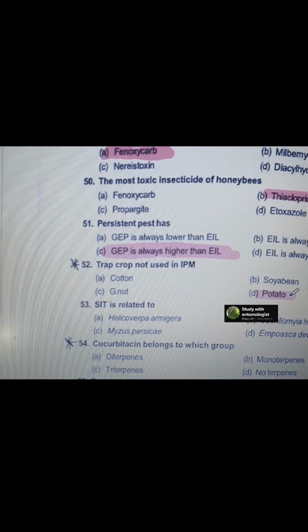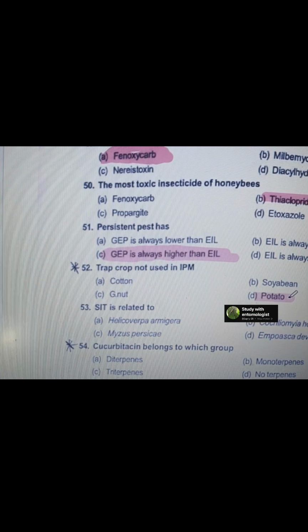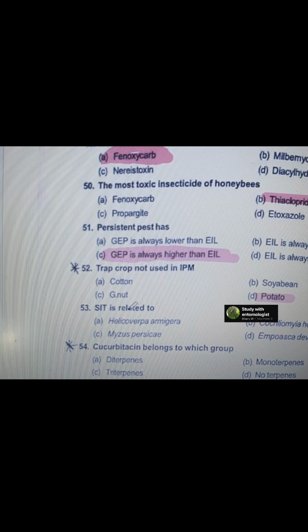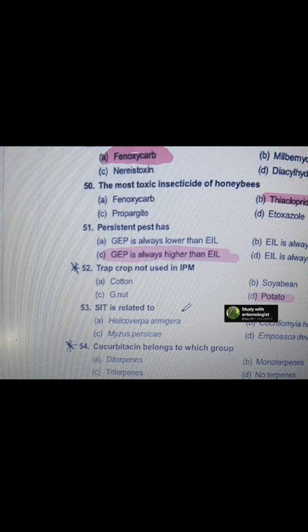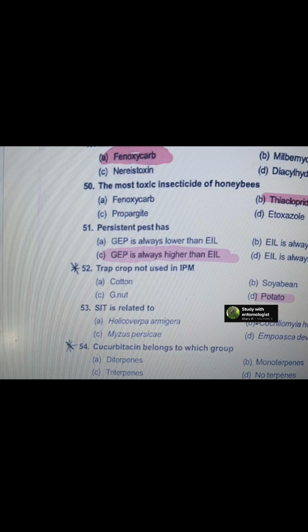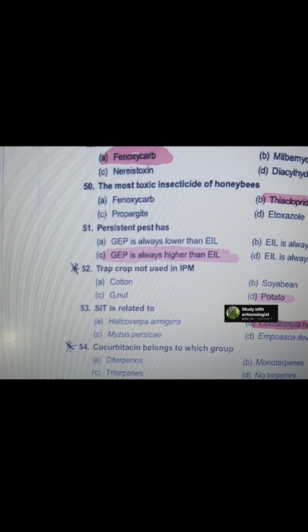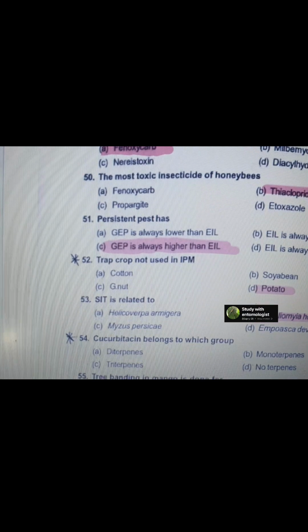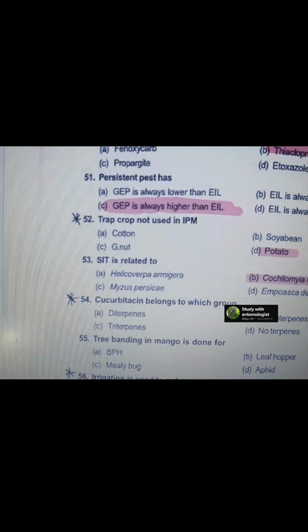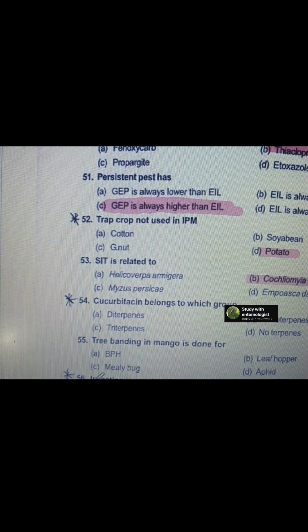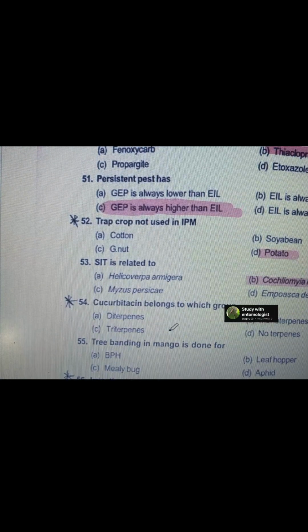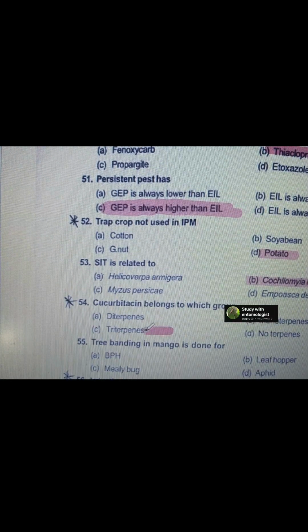Then SIT is related to sterile. SIT means sterile insect technique, and it is given by Knipling and Bushland. For that, in 1992, they got the World Food Prize also, and it was done on Cochliomyia hominivorax in Curaçao Island. Next question is cucurbitacin belongs to which group? So it belongs to the triterpenes group.